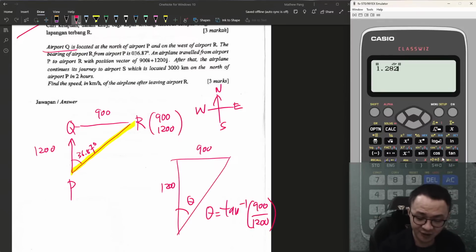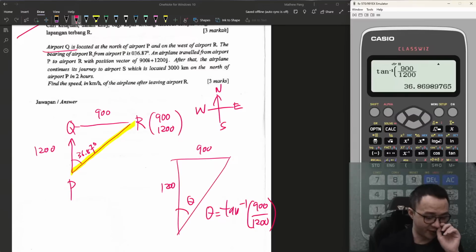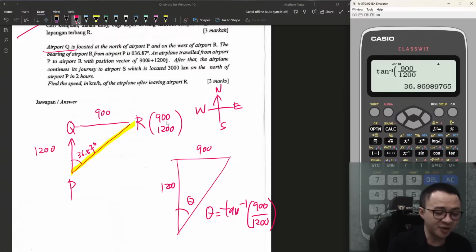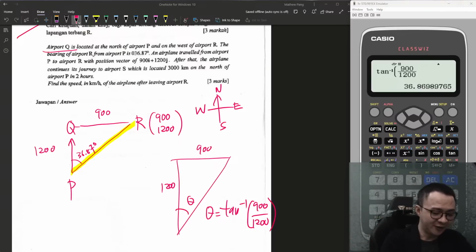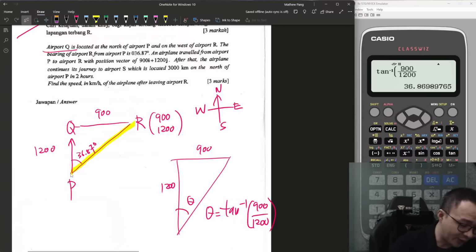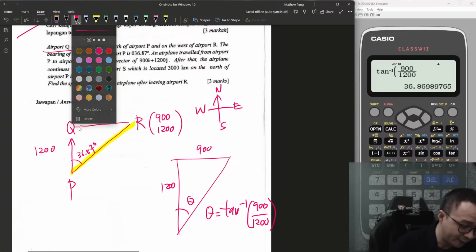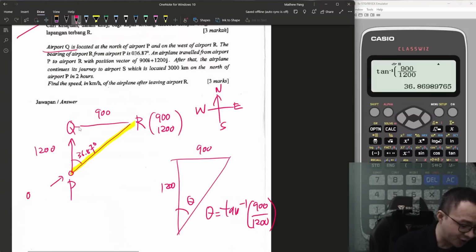So let's do it. Shift tangent, 900 over 1200. So it's 36.87, right? So therefore, because if they say this is position vector, so I know the position vector must be relative to the origin. So therefore, I will just assume this one at the point P itself is the origin.